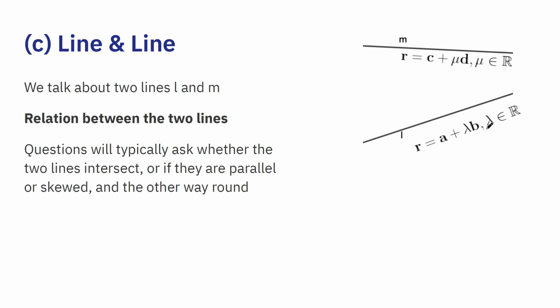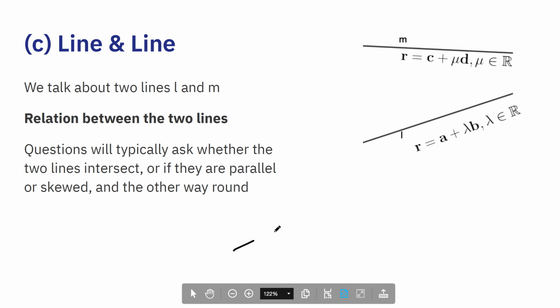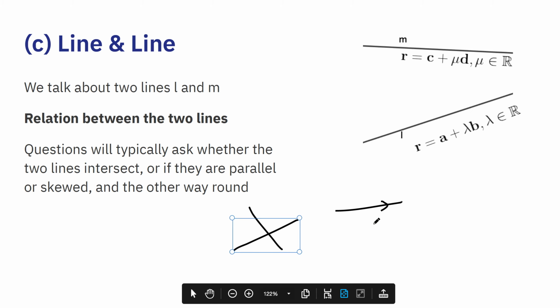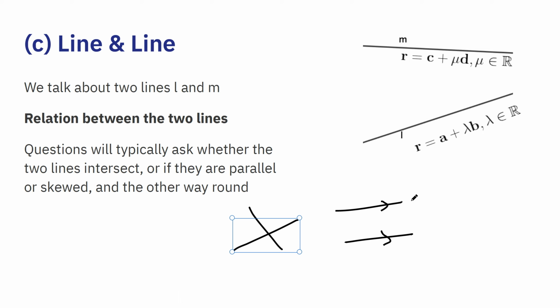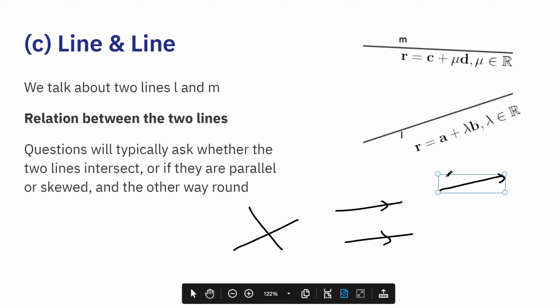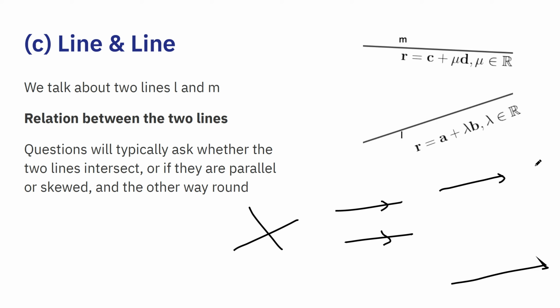So questions will typically ask whether the two lines intersect. Intersect meaning they cross, or if they are parallel, which means they don't cross, or skew. Skew means they will never ever touch each other as well, but they're not parallel, okay? So these are the 3 types. Maybe something like this, and I'm not sure how to draw a pair of skew lines. Maybe something like this. Okay, these lines aren't exactly parallel, but they may be lying on different planes, so they will never meet. Okay, so these are the kinds of relations they can ask between two lines.